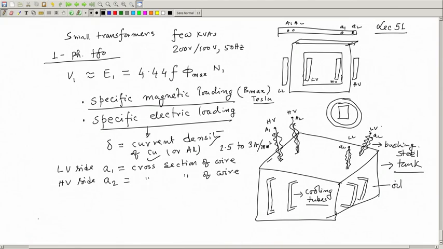Then obviously, the delta, if you are using copper, why should they be different? No matter whether that wire is used for the LV side or the HV side, delta will be the same. So, delta is the same both for LV and HV side.